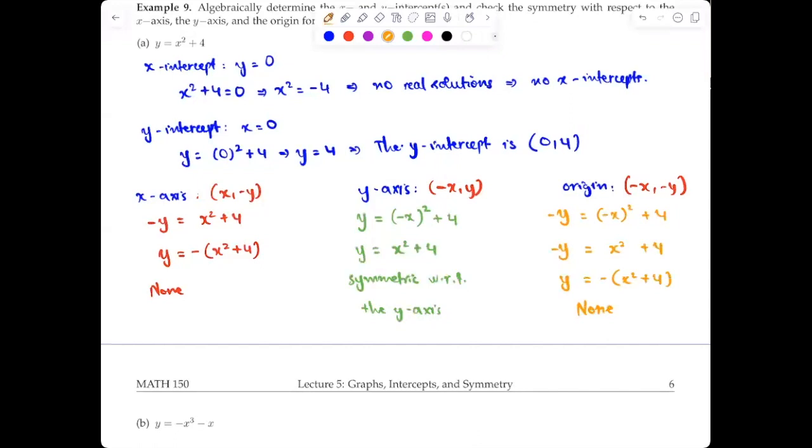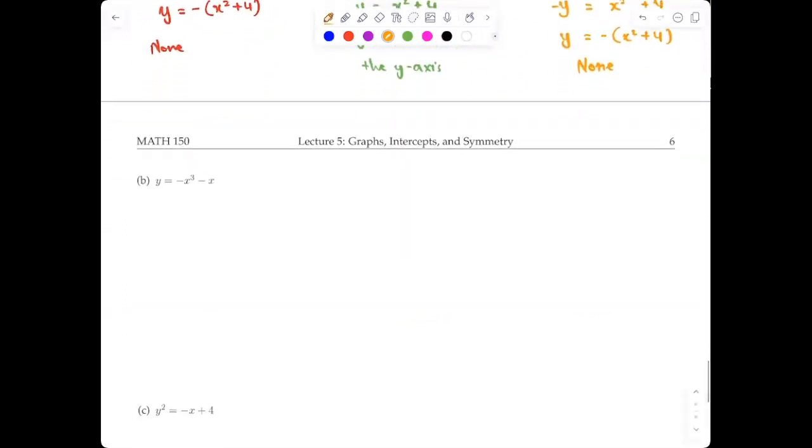All right. So let me try the next example, y equal to negative x cubed minus x. But I'm going to omit the calculation of the x and y intercepts. Okay, I'm just going to focus on the symmetry only. We have enough exercises, for example, for the x-intercept and y-intercept. All right, so let me try with symmetry only. So the x-axis, the y-axis, here's the origin.